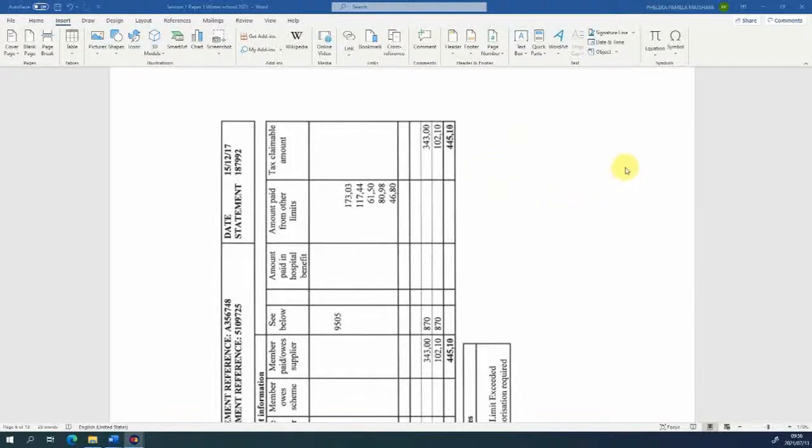Look at the date. You see the date there on your far right? What is the date there? The date is the 15th of the 12th month 2017, or the 15th of December. The statement date there is the 15th of December. And what is the member's number there, medical aid number there? You see the medical aid number? It's 3526178.